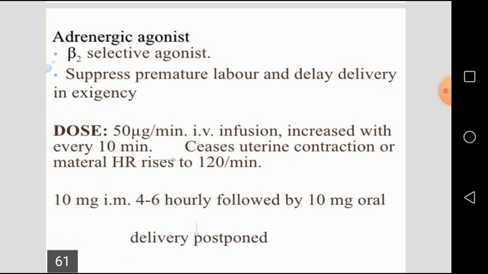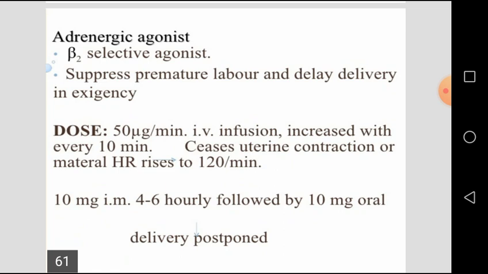We will see about adrenergic agonists. They are nothing but beta 2 selective agonists. They suppress the premature labor and delay the delivery in exigency. The dosage will be about 50 micrograms per minute IV infusion, increased every 10 minutes. This continues until the uterine contractions cease or maternal heart rate rises to 120 per minute.